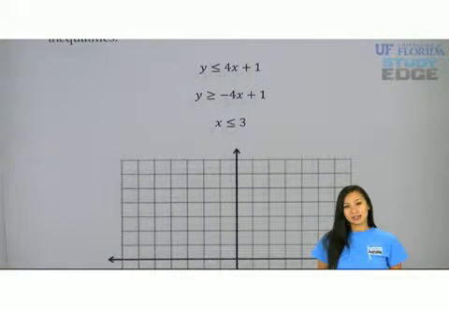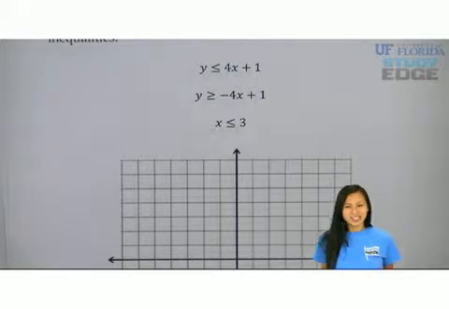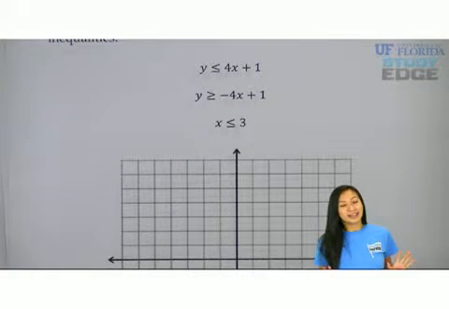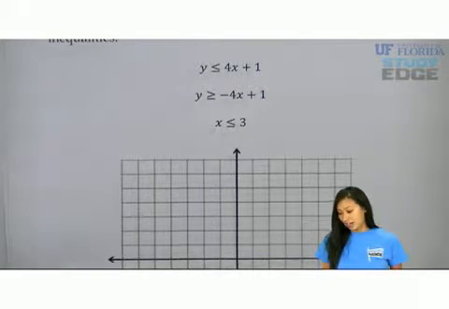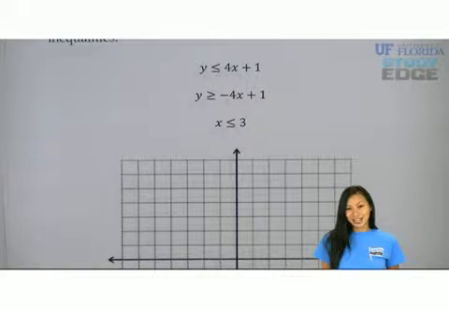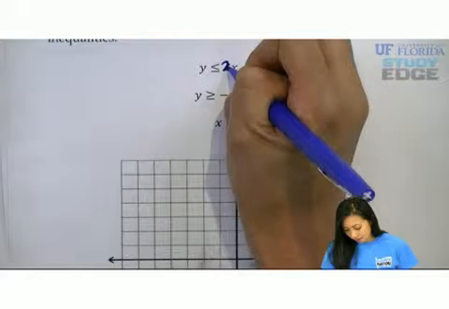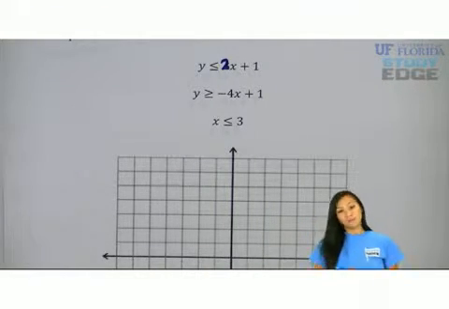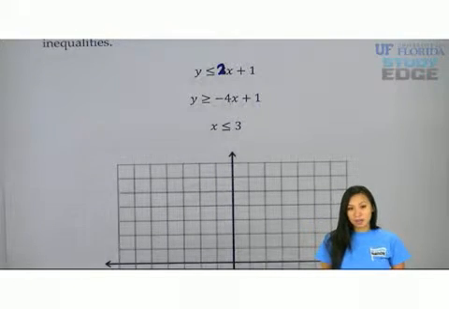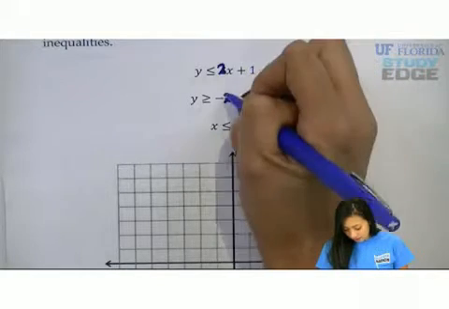I have y is less than or equal to 4x plus 1, y is greater than or equal to negative 4x plus 1, x is less than or equal to 3. You know what, just for fun, because math is so fun, I'm going to change this into something else. I'm going to change this into y is less than or equal to 2x plus 1. And I'm also going to change this to y is greater than or equal to negative 2x plus 1.